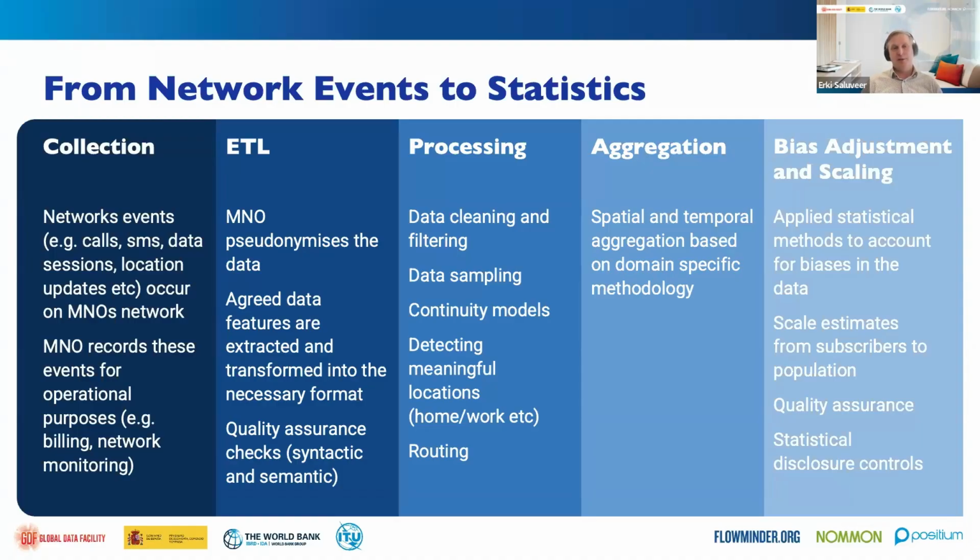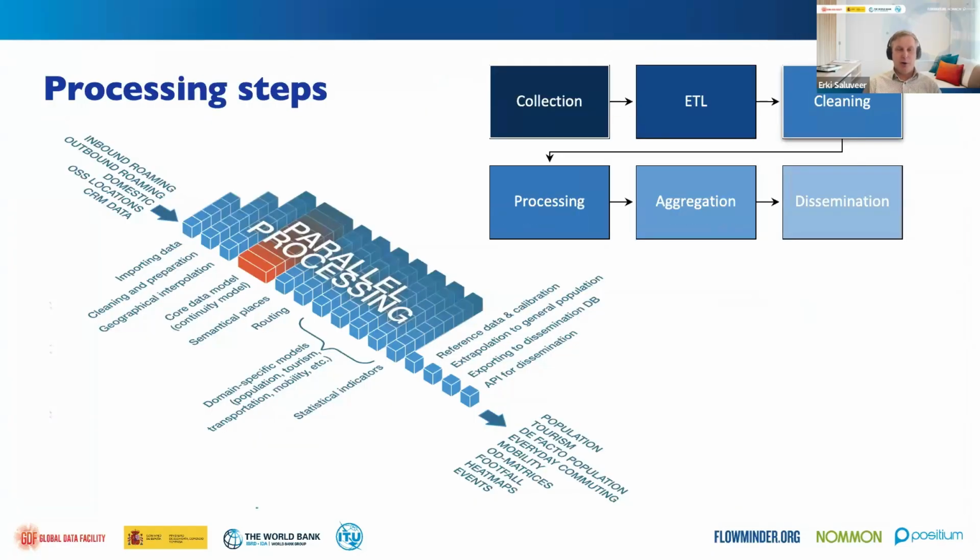After the processing, the data is then aggregated in space and time. And finally, in the last stage, statistics are formed in a way that they represent the overall population. So the bias is adjusted and the scaling is happening. Also, the quality assurance happens at the last stage. So this is briefly the introduction into the stages, but I will go over them one by one.